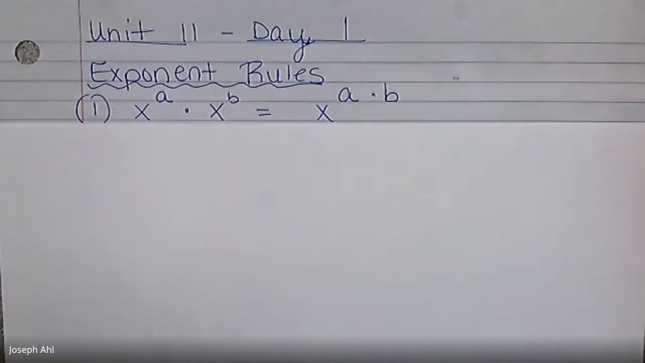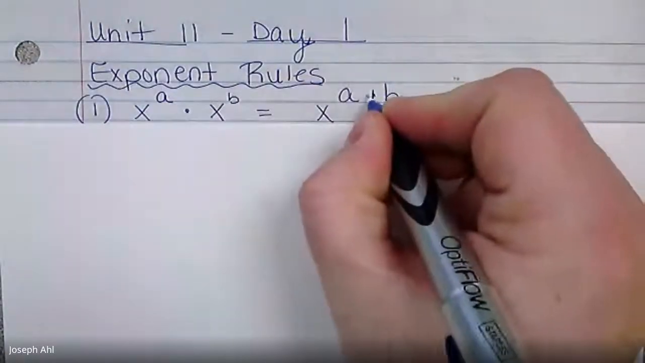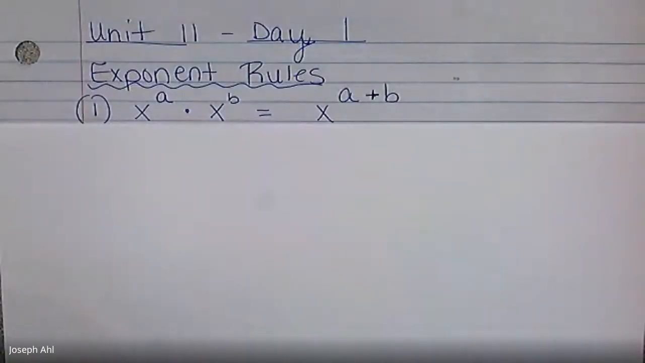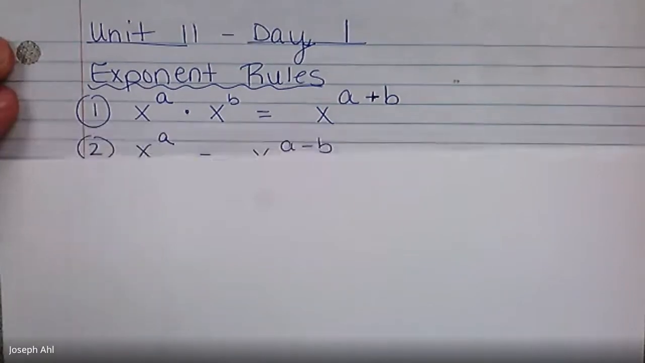So if you have x to the a times x to the b, if you're multiplying two things that have the same base, you add their exponents. Actually, sorry, I better fix that real quick. Should be x to the a plus b power. All right, so we'll do some practice with these exponent rules in just a moment, but when you're multiplying two things with the same base, we add the exponents together.